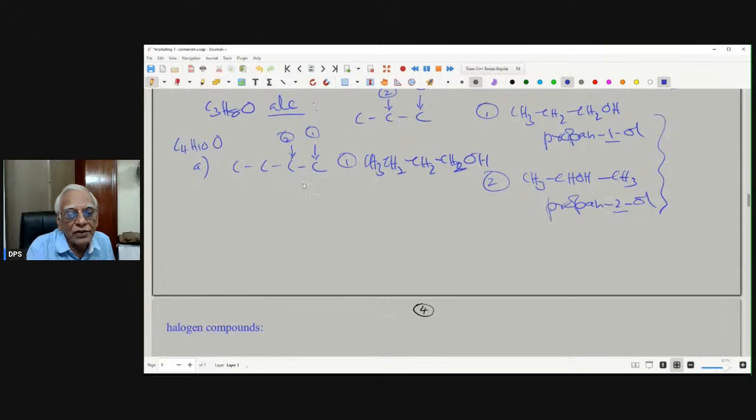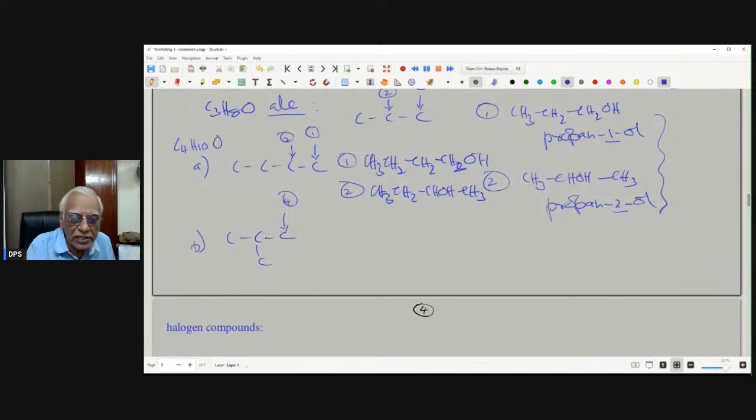Compound 2, you can have the OH on the second carbon atom: CH3, CHOH, CH2. You can in fact start from here also, left to right, CHOH and CH. And I can have the branched skeleton. There is one more skeleton, so I can have the OH attached to this particular carbon atom.